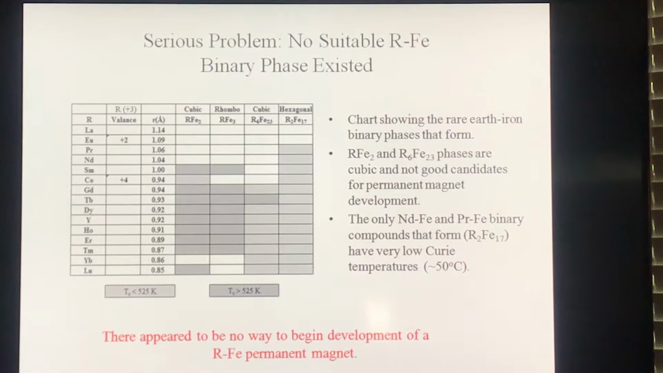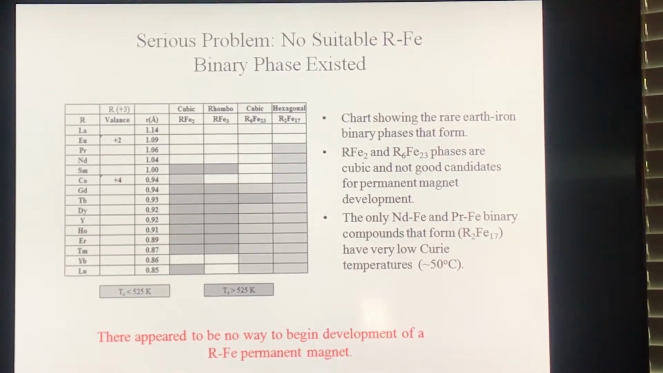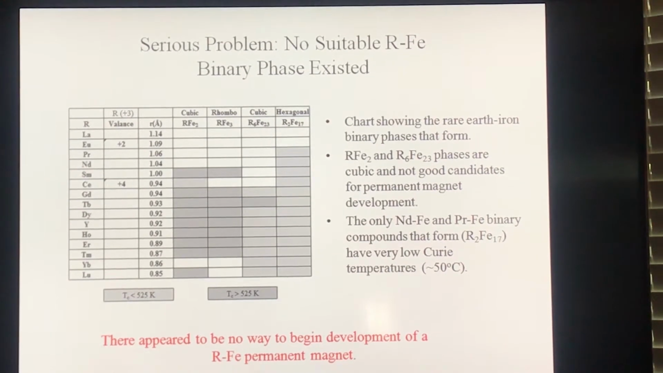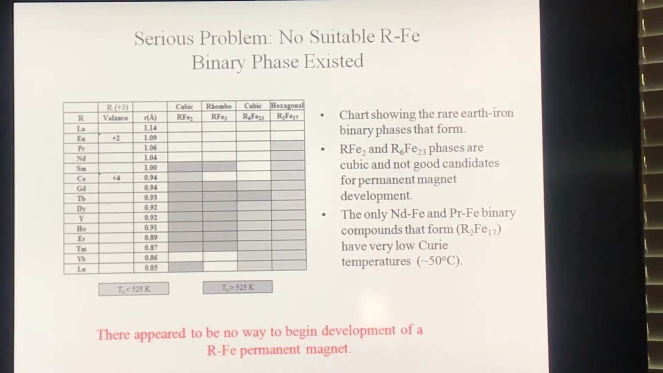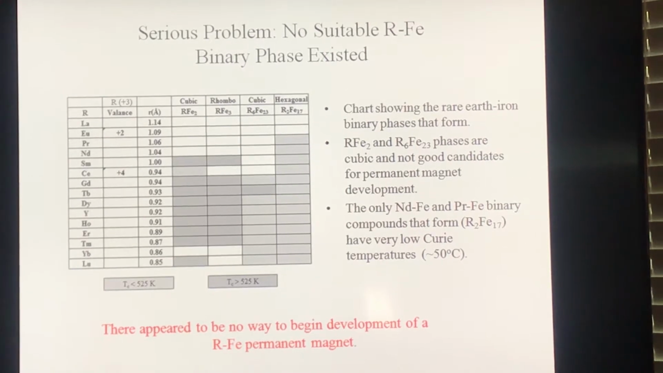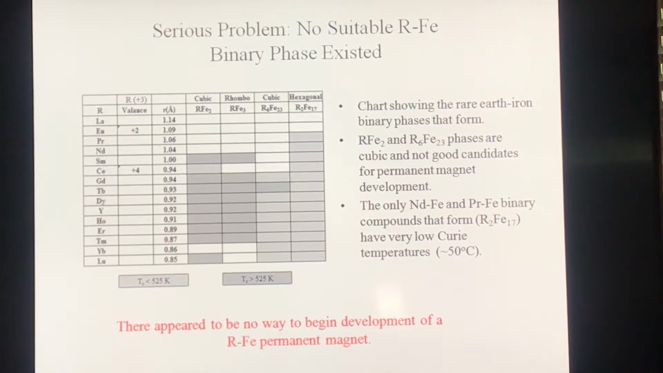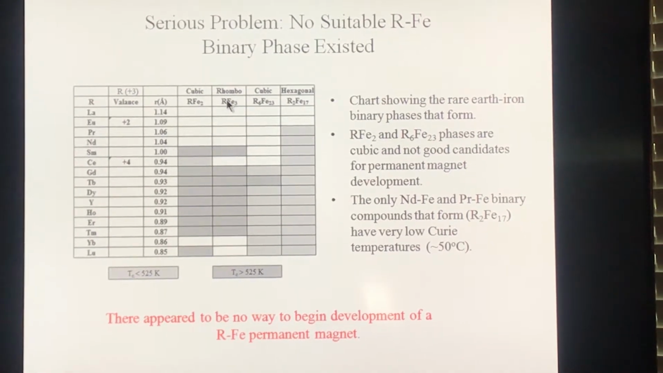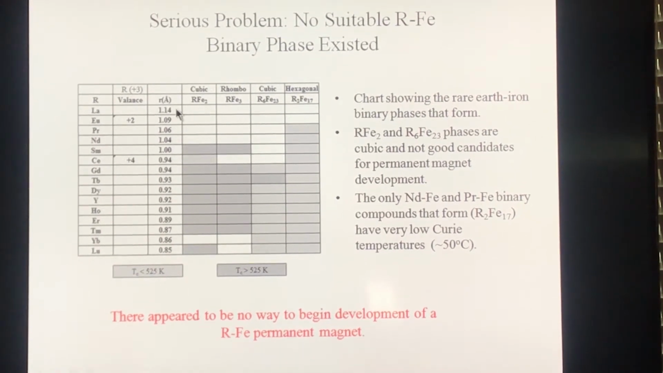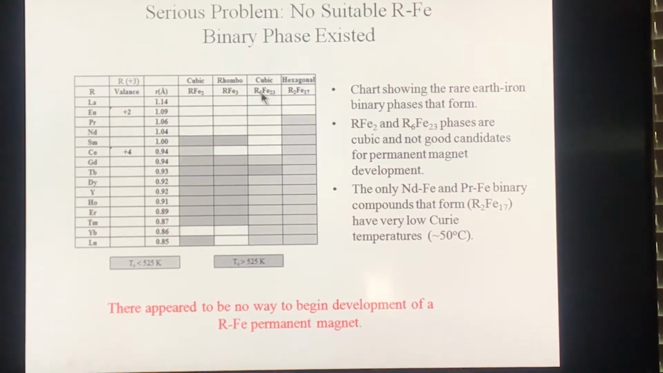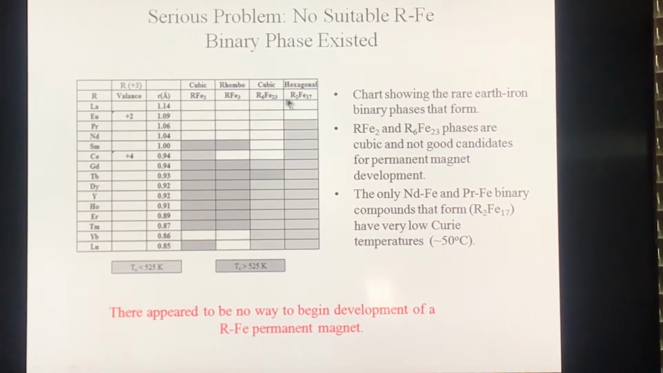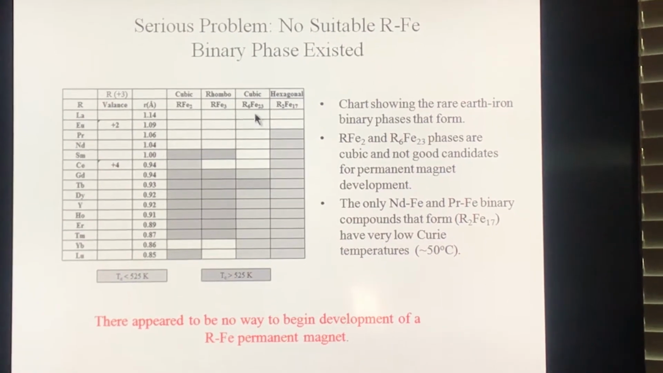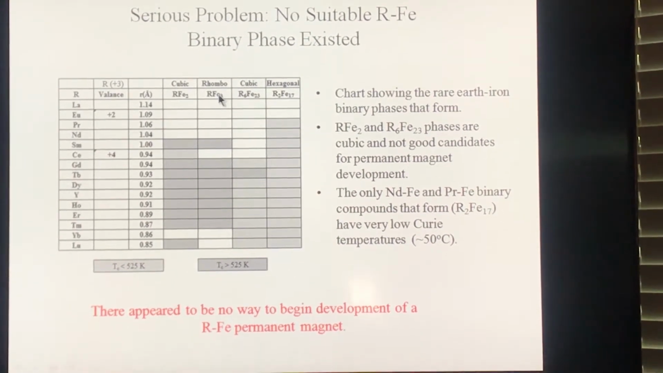As I mentioned, there was a serious problem, and that had to do with the fact that, unlike samarium cobalt 5, which is an intermetallic compound, there were no suitable intermetallic compounds for the rare earth iron materials. I plotted all the rare earths and shown the rare earth intermetallic binary compounds they formed. There's rare earth iron 2, rare earth iron 3, 6-23, and 2-17. As I mentioned, the cubic phases are not suitable for permanent magnets, so we're left with these two.